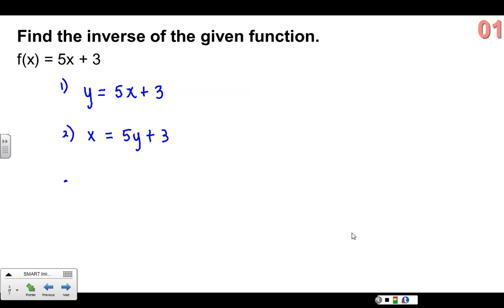Now solve the equation back for y. So I'm going to subtract 3 from both sides. So x minus 3 equals 5y. Divide both sides by the 5. So f to the minus 1 of x, or the inverse, is 1/5 x minus 3/5.